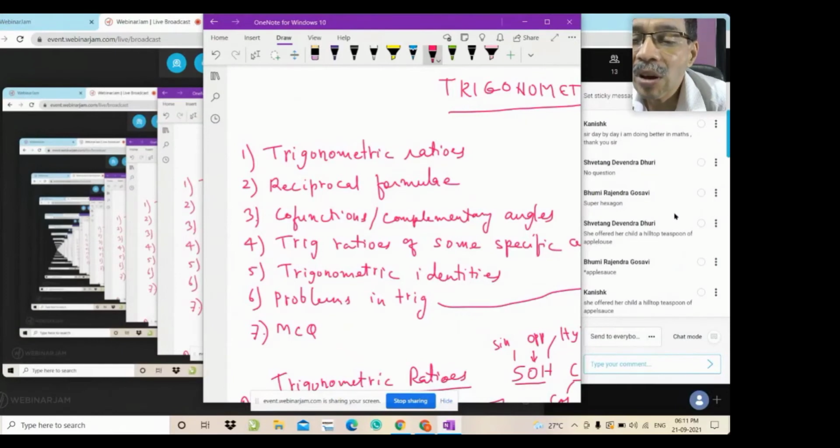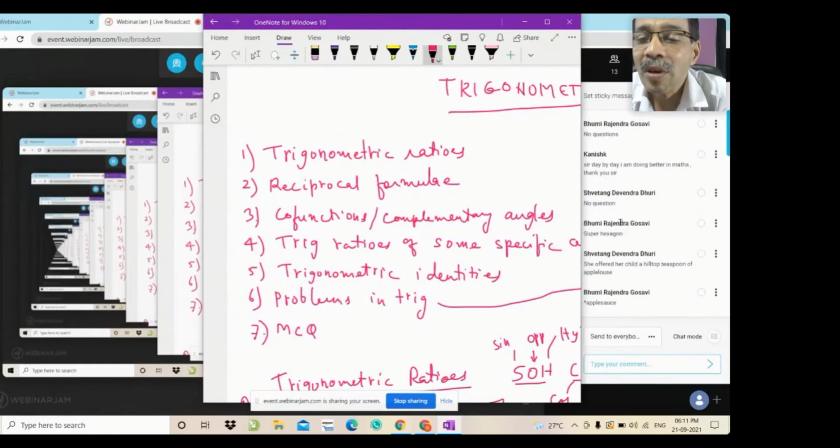Kanishk is giving very nice comments. He is doing better in maths. Thanks. Okay, welcome Kanishk.